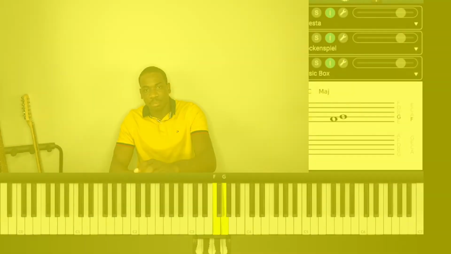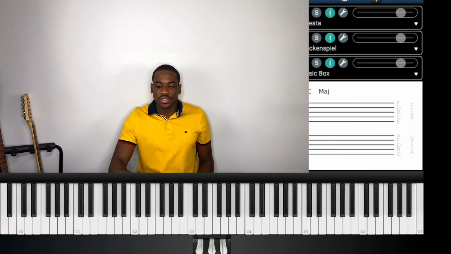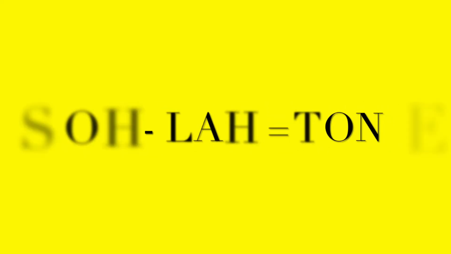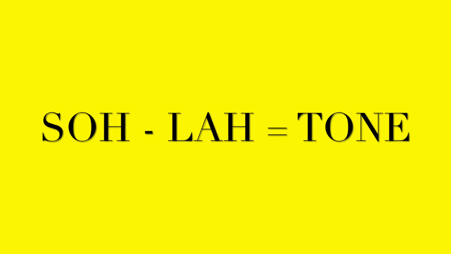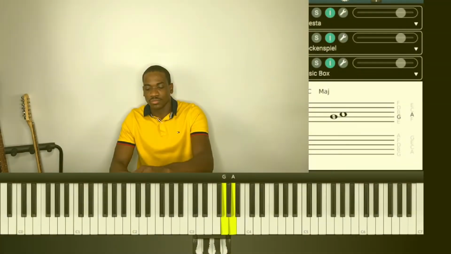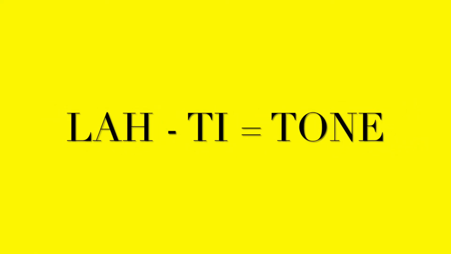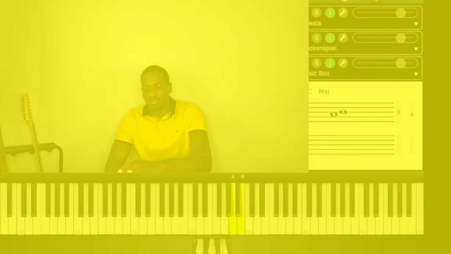From Do to Re, Do is my starting, Re is my ending. From Do to Re, a tone occurs, so you add a note to separate them. From Re to Mi, another tone occurs. You add a note to separate them. From Mi to Fa, a semitone occurs. We add no notes. Don't add anything to separate them. Mi to Fa is a semitone.